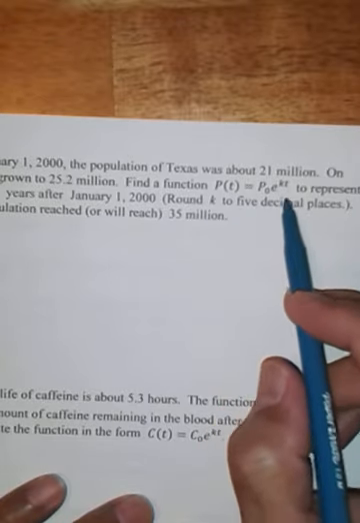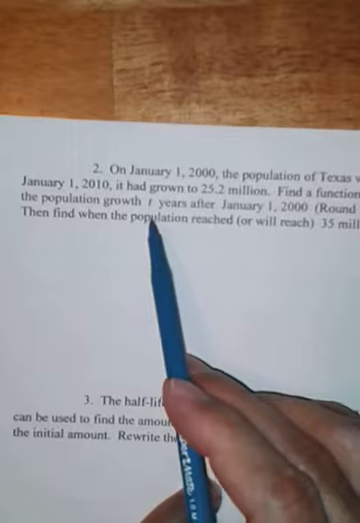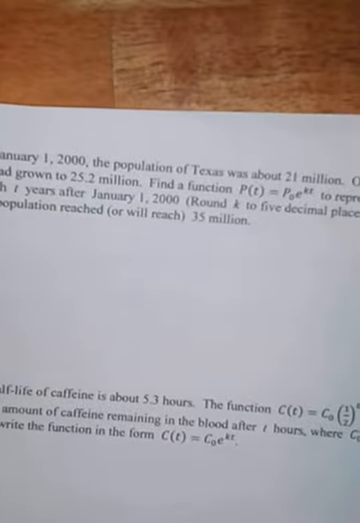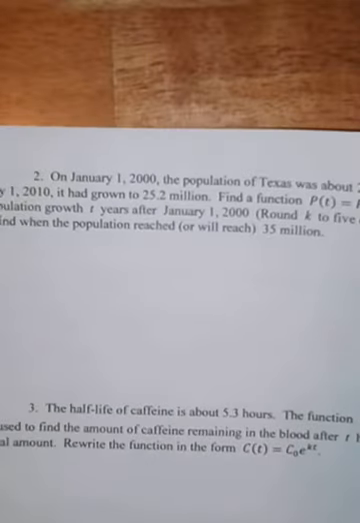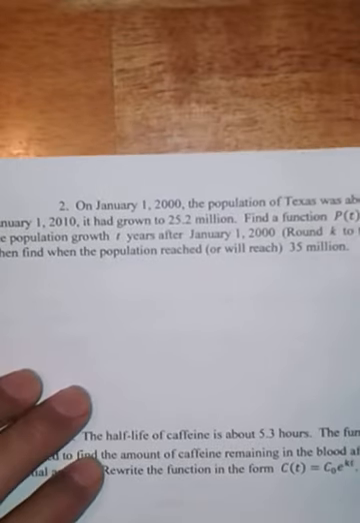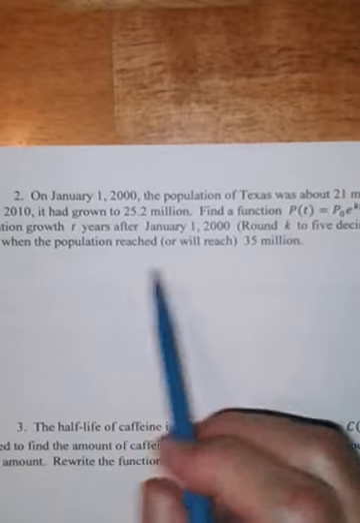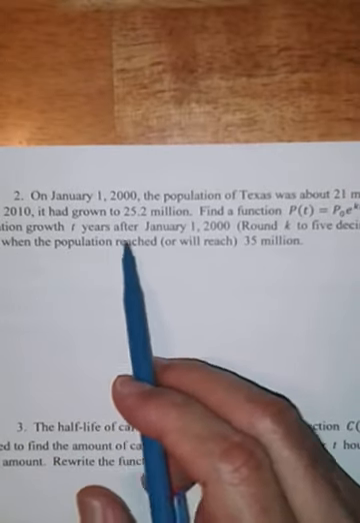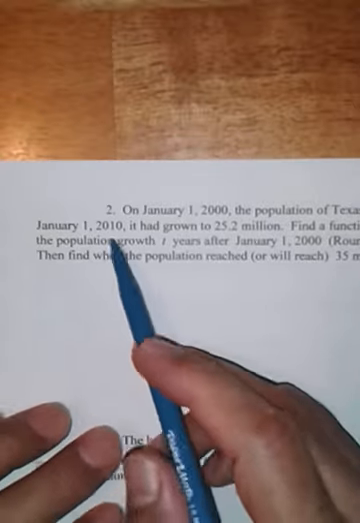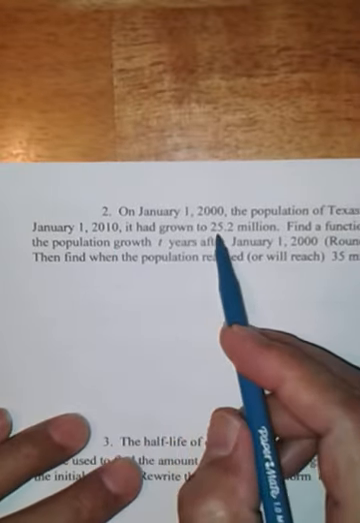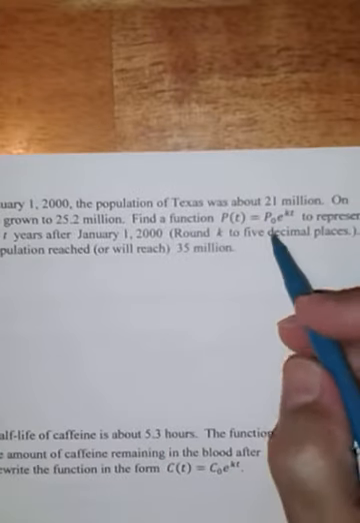So P of t equals P naught e to the kt, to represent the population growth t years after January 1, 2000. Round k to 5 decimal places. Then find when the population reached or will reach 35 million. Okay, so same example. Notice they're telling us t is the years after January 1, 2000. So on January 1, 2010, t equals 10. So P of 10 is 25.2.